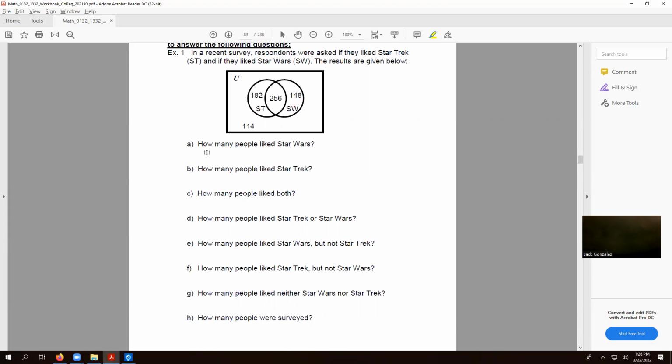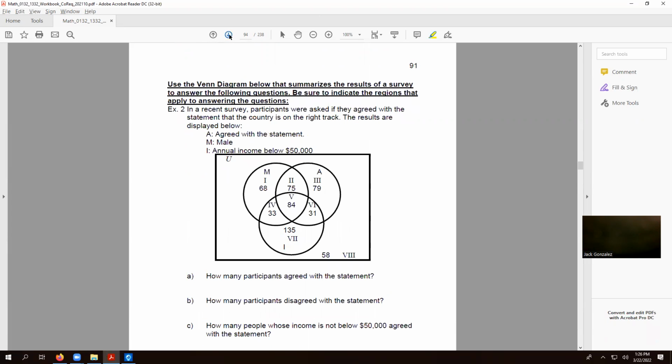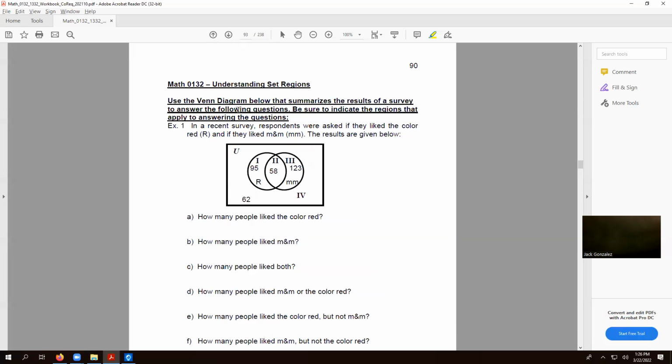And then you'll have something like these. It'll ask you how many elements are in, let's say, I, but not in 3. So you just count, well, that's the 95. Right, it'd be this part.